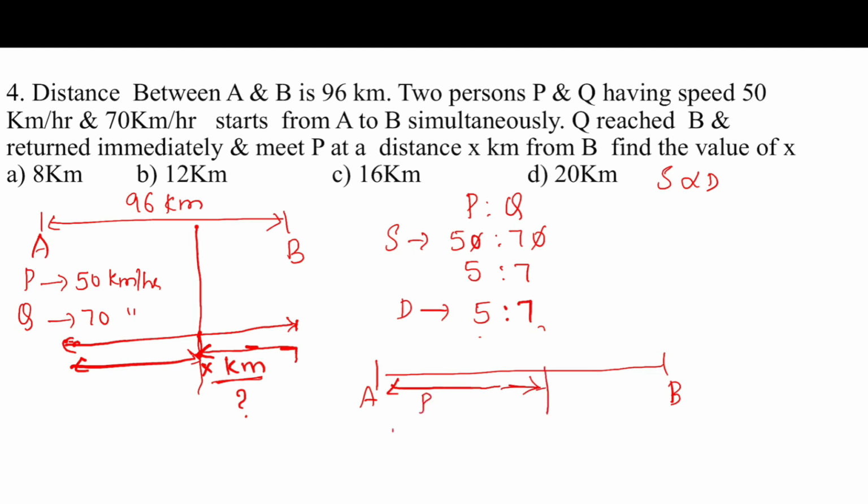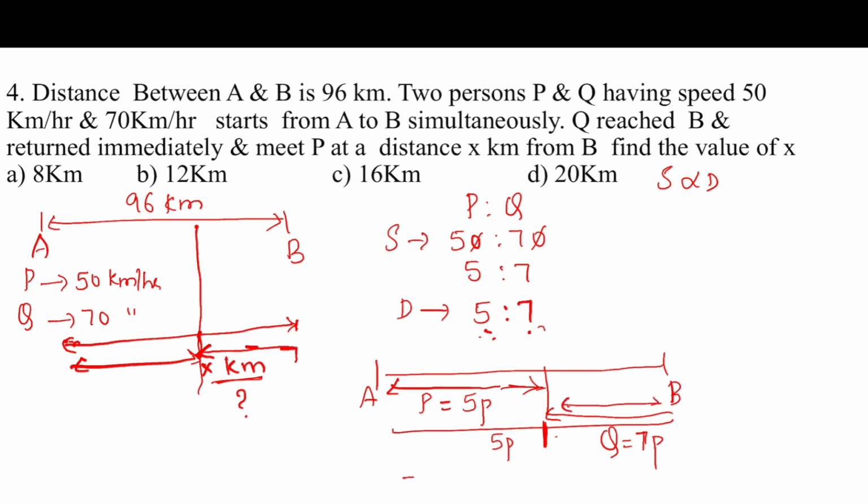They are meeting at this point, and this is the distance covered by Q. So P has covered 5 parts and Q has covered totally how much? 7 parts, isn't it? From the ratio. So now I can say that P has covered 5 parts. Okay, so Q has covered 7 parts. So till here, till this point, we can say the distance is 5 parts, and this distance is how much?